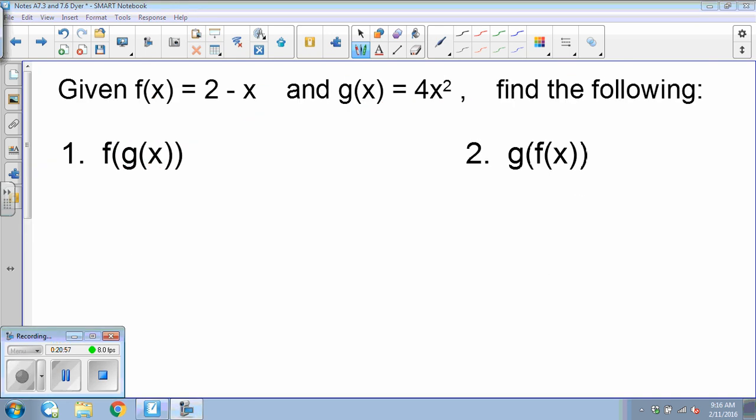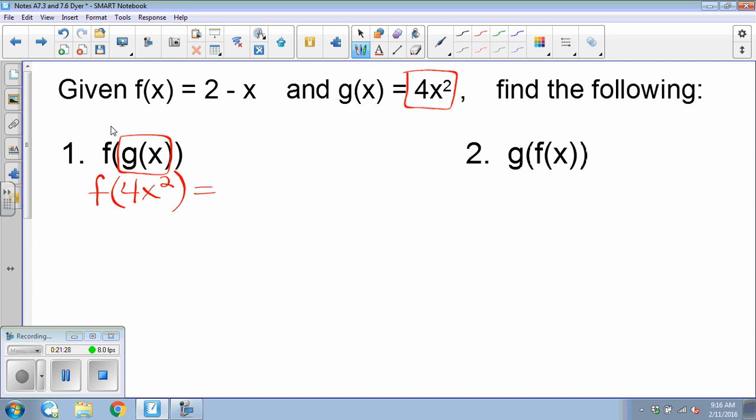Okay, so let's go over number 1 and number 2 again. Like I said, if I'm going to put 2 minus x somewhere, it better be in the place of the whole f of x. So here I have to find f of g of x. Well, g of x is 4x squared. So that's f of 4x squared. Now I replace this with 4x squared. So instead of 2 minus x, it's 2 minus 4x squared.